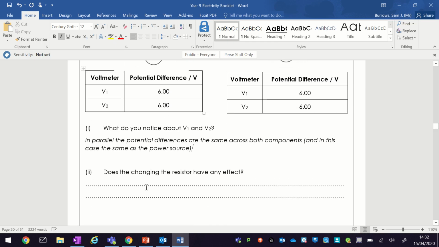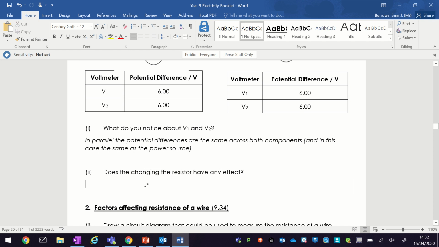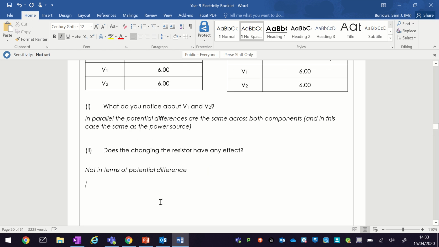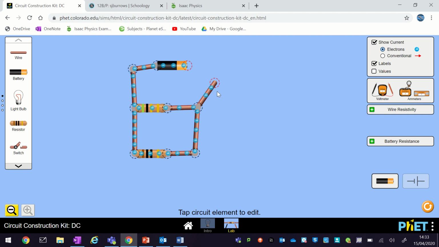Okay, so does changing the resistor have any effect? The short answer is not in terms of potential difference. Okay, so it actually does have an effect on the current, which I will actually show you quickly now. It's not part of this, but it's interesting. So let's bin that one, let's get back to our simple circuit. We don't need that anymore.